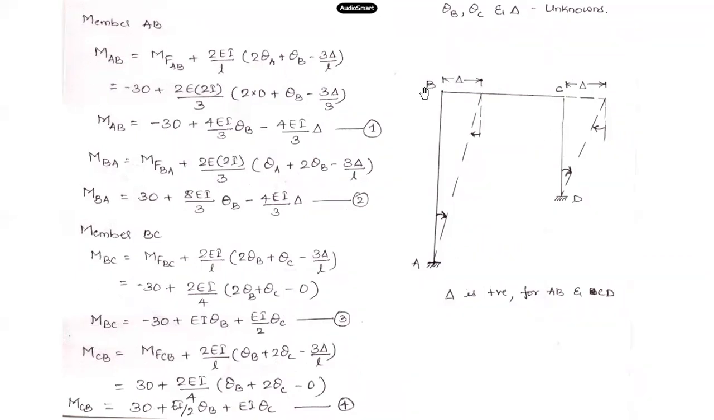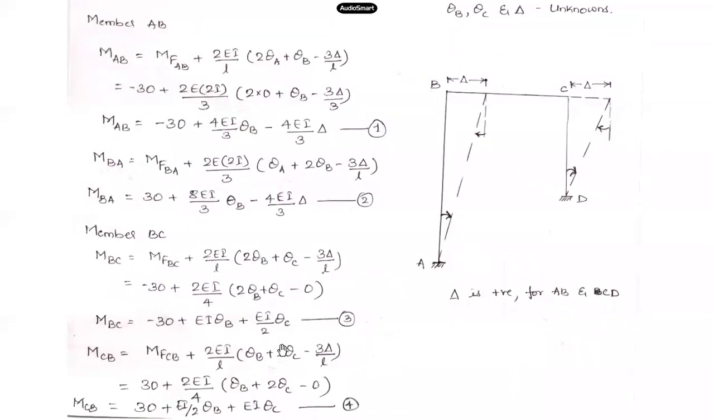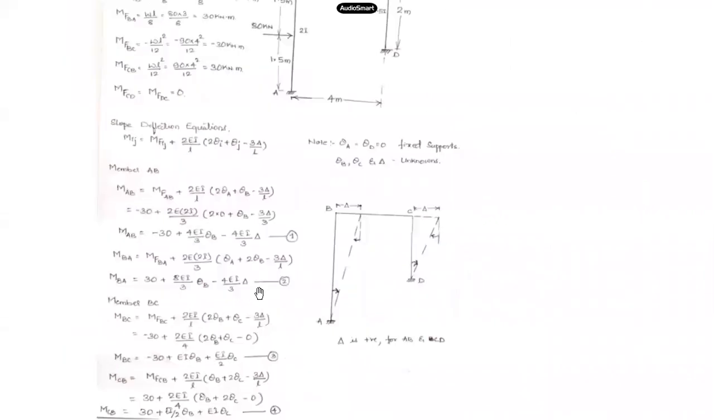Other than that, in horizontal members like member BC, you don't have to consider the effect of sway. Joints B and C are not getting displaced relatively, they are at the same level, so delta remains 0 here. Okay, MBC and MCB. MCB final form is 30 plus EI by 2 into theta B plus EI into theta C. That is our fourth slope deflection equation. So up to now we have 4 slope deflection equations.